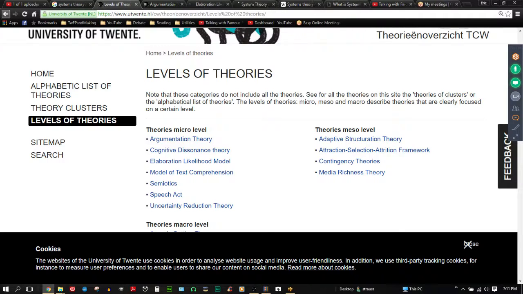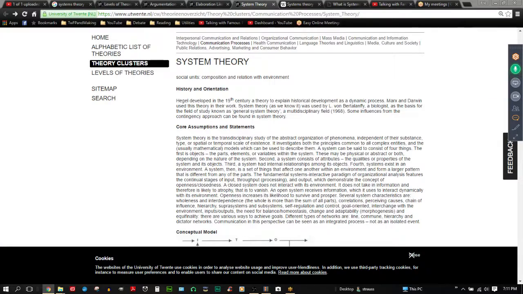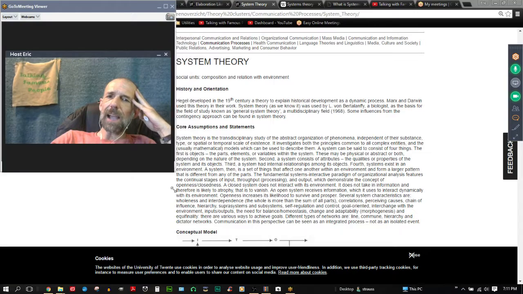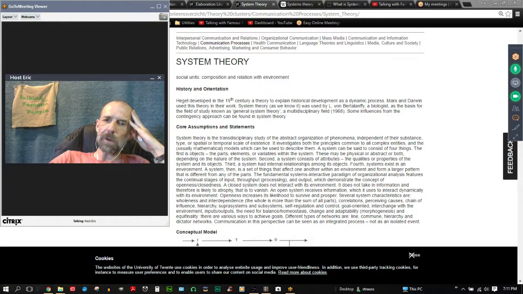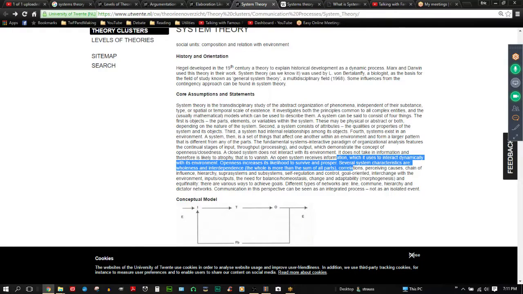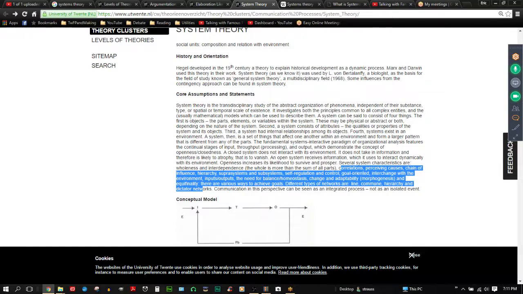So, okay, back to the issue of systems theory. If we understand systems theory as meaning that we can't really understand, okay, well, how predictive can it be? Well, for one thing, I think a simple fact of systems theory that's important to remember, that's potentially useful, is this. Several systems characteristics are wholeness and interdependence. The whole is more than the sum of the parts. Correlations, preceding causes, chain of influence, hierarchy, suprasystems and subsystems, self-regulation and control, goal-oriented interchange with the environment, inputs, outputs, the need for balance, homeostasis, change and adaptability, and equifinality.